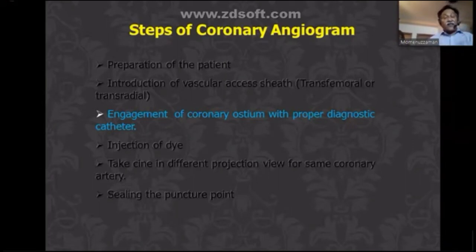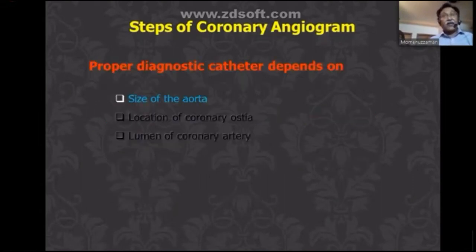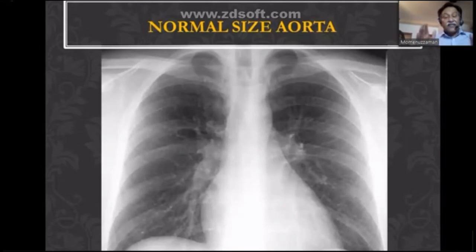So after accessing the coronary artery, the next question comes, the engagement of the ostium with the proper diagnostic catheter. Keep in mind the tip of the catheter should fit coaxially with the ostium. Otherwise, there will be more sinus flush and the dye will not enter the coronary, and it will not visualize properly. So to identify the size of the catheter, you need to see the aorta. In the femoral approach, the aortic chest X-ray is very important because this is the normal X-ray with a normal aortic arch. Here you can take a 3.5 for left and right; it is enough. You don't need a second curved catheter, 3.5 is enough.